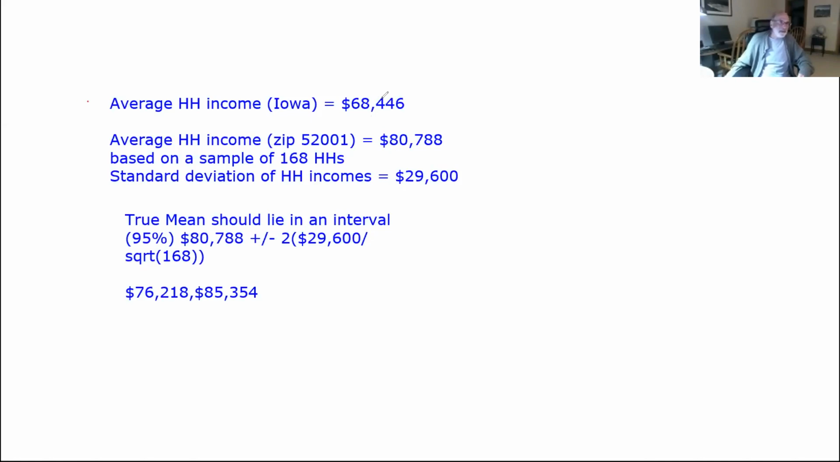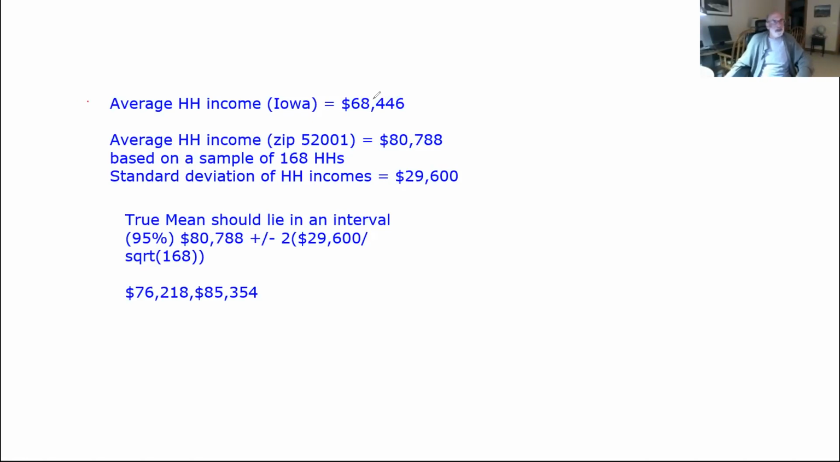And then the question really amounts to comparing these two numbers, 80,788, and saying, is it high enough above the 68,446 to reject the hypothesis that we just set up, that if we had all the data, not just 168 households, we had all 5,603 households, is it possible that when we average their household income, it would come out equal to 68,446? How is this test done? Well, you first look at how far away you are from that hypothesis. We're roughly a little more than $12,000 above the mean for the state.